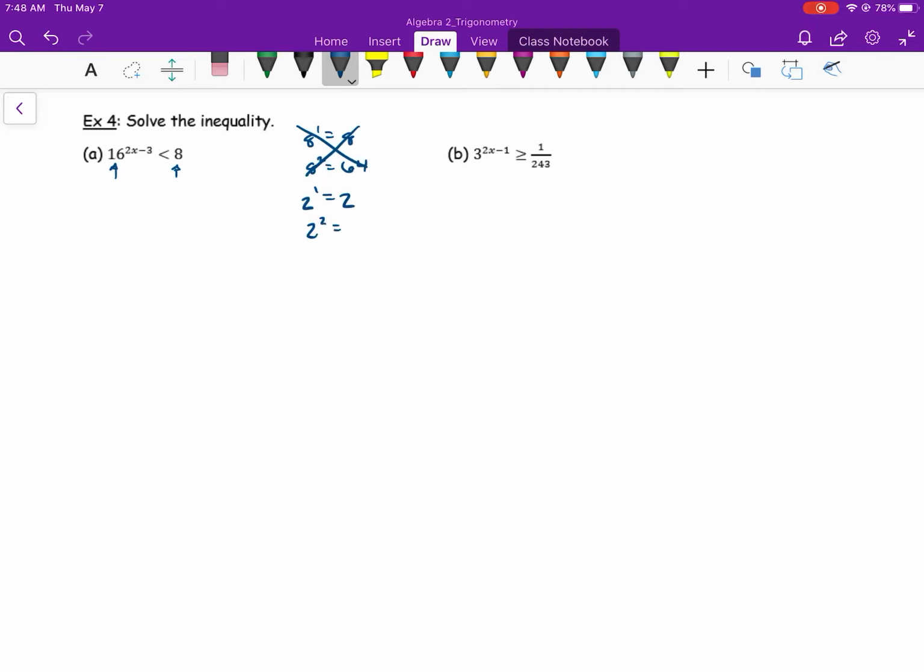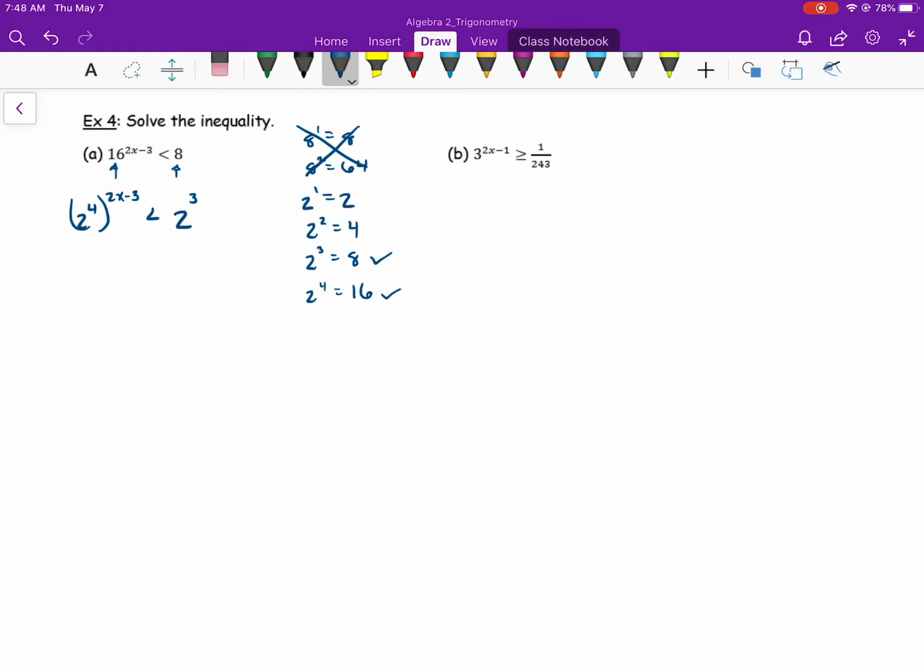Alright, 2 to the 1 is 2. 2 squared is 4. 2 cubed is 8. 2 to the 4 is 16. There we go, we have it. So 2 cubed is 8, and 2 to the 4 is 16. Substitute those in for 16 and 8. So 16 is 2 to the 4. 2 to the x minus 3 is less than 2 cubed.